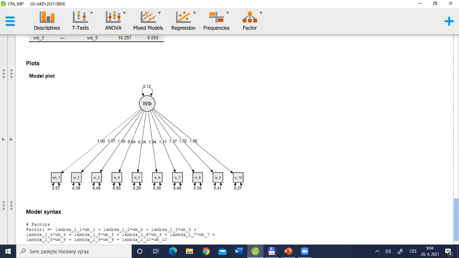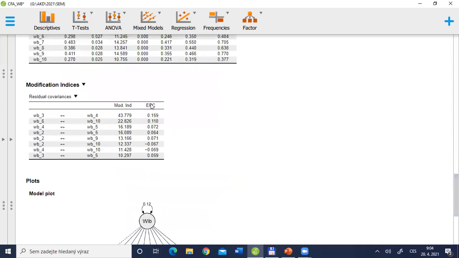And the result is expected in the last column, called EPC. This abbreviation stands for expected parameter change. So it means that the covariance for these two random errors, for item number 3 and item number 4, would be approximately 0.16. This is covariance, and of course we are mainly interested in correlation. So we may recognize the level of this correlation in the next output.